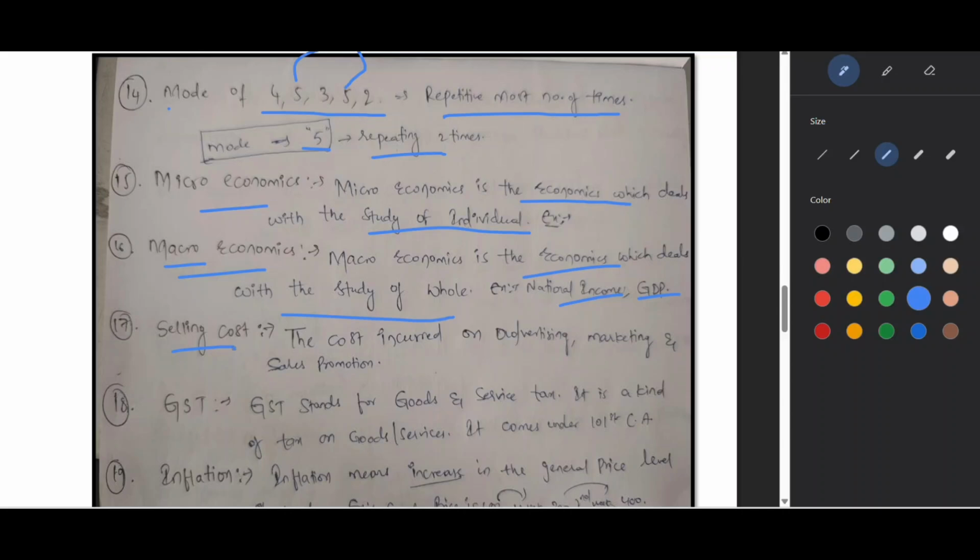Next, selling cost. Suppose you have produced a product and you want to sell that product in the market. For that, what you will do? You will do advertising, you will do marketing, you will do promotion. For that, you will spend some amount of money, right? So, the amount of money which you will spend, that will be considered as selling cost. Here, see, the cost incurred on advertising, marketing, and sales promotion will be called as selling cost.